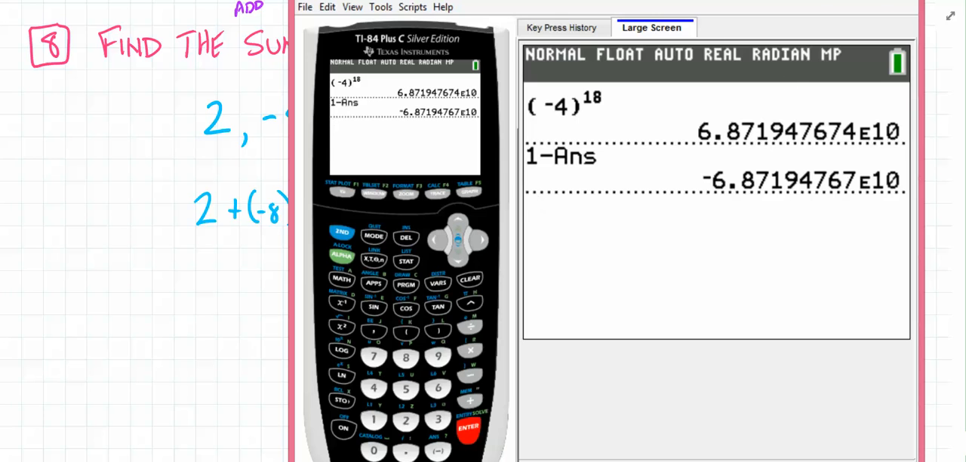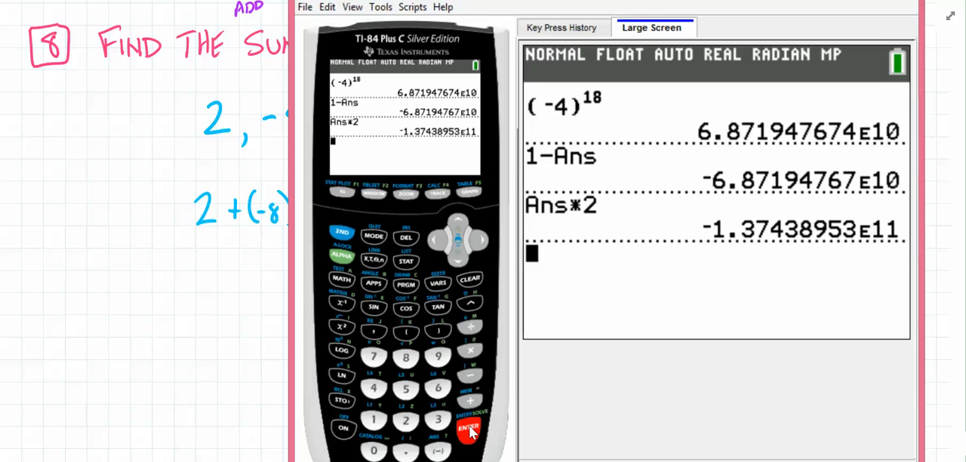Now we need to divide this. Just push the divide button. Multiply by the first value, which is 2. Very good. So now we have that number. Now you multiply that by 2. Then we need to divide by what? 1 minus negative 4, which would be the number 5. Let's divide by 5. Nice. There we go.